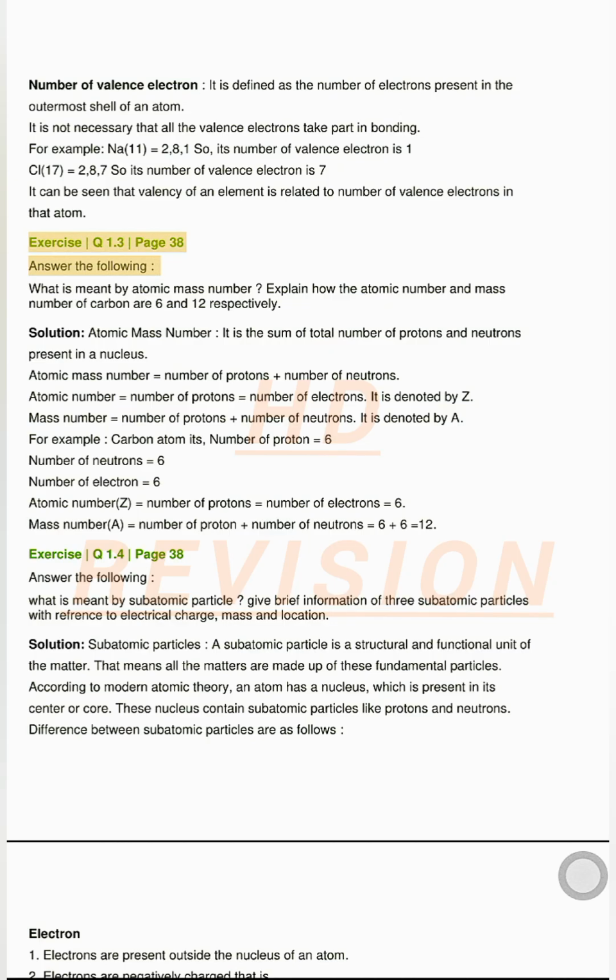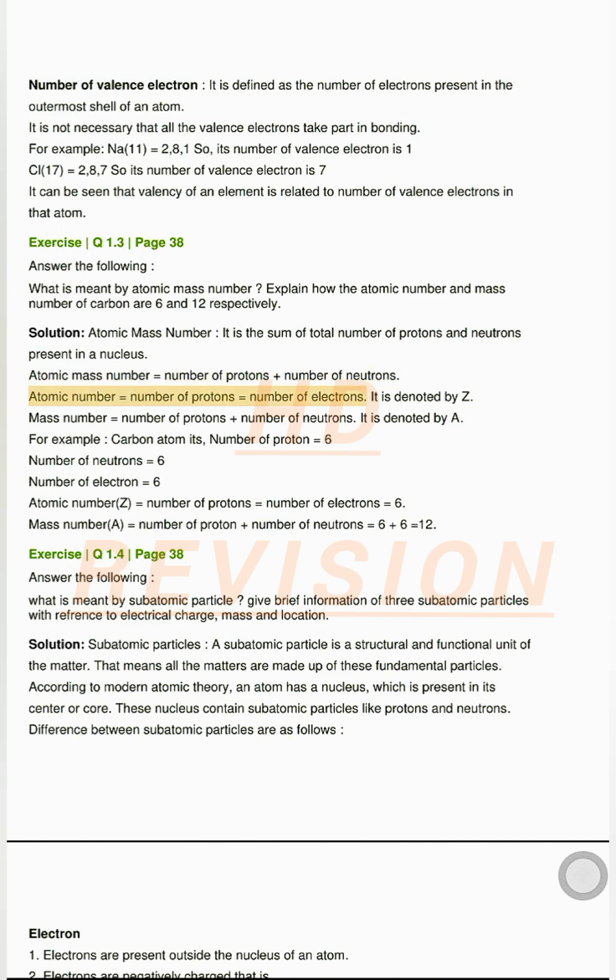Exercise Q1.3, page 38. Answer the following. What is meant by atomic mass number? Explain how the atomic number and mass number of carbon are 6 and 12 respectively. Solution. Atomic mass number: it is the sum of total number of protons and neutrons present in a nucleus. Atomic mass number equals number of protons plus number of neutrons.